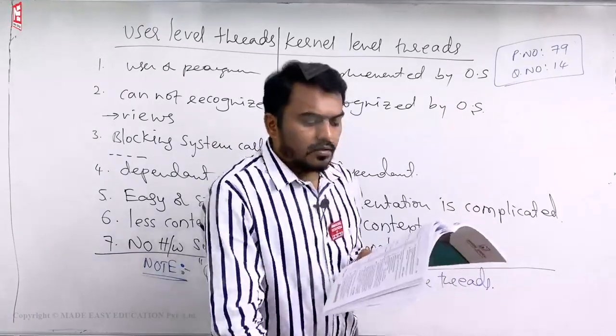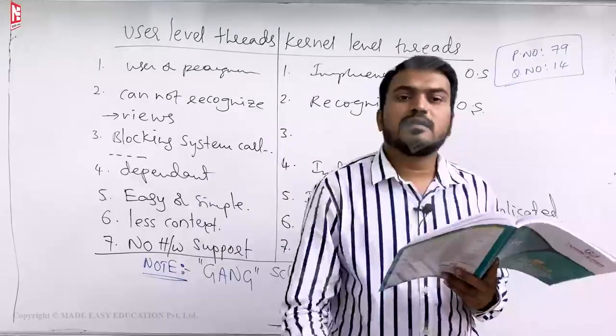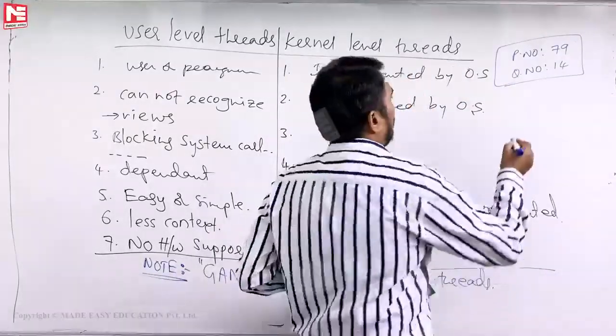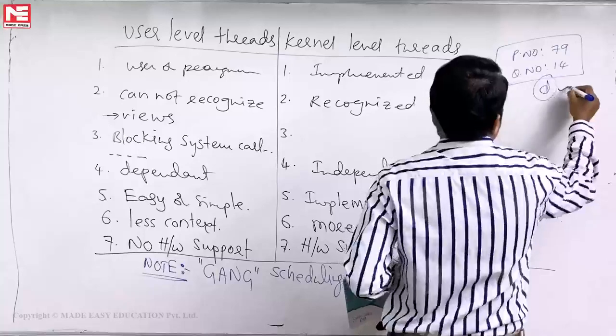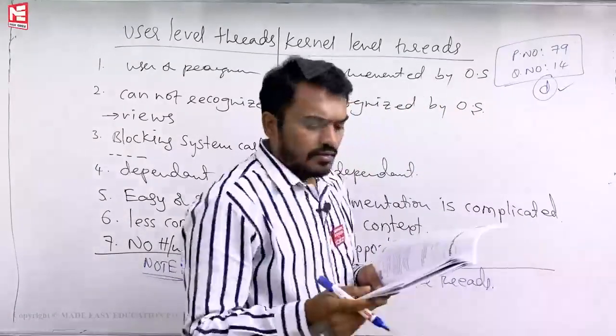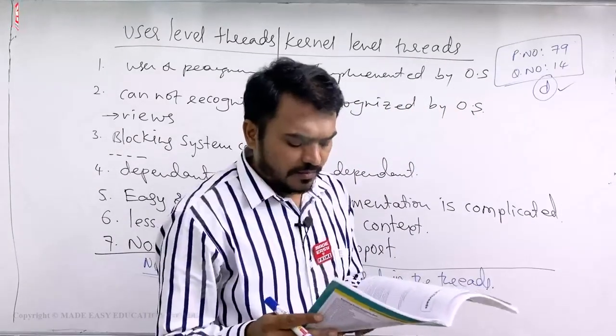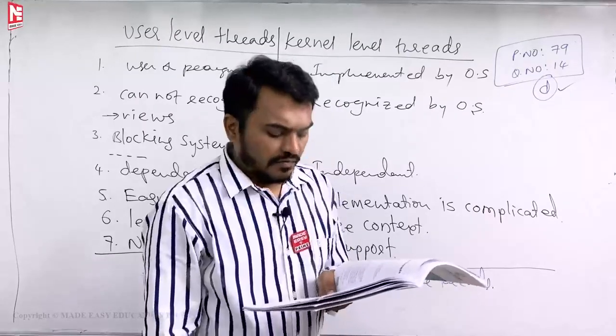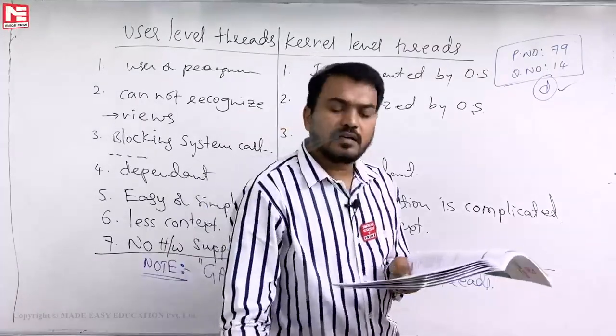Right. So I think all of you solved. So what's the right answer? Okay, D is the right answer. Understand here, D is the right answer. If anybody has a doubt, ask. The question asks which is false. False with respect to what? User level and kernel level threads.